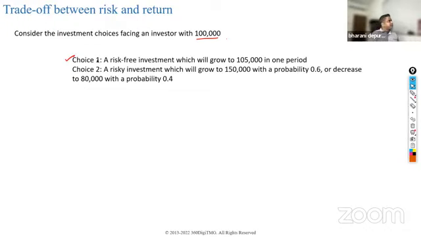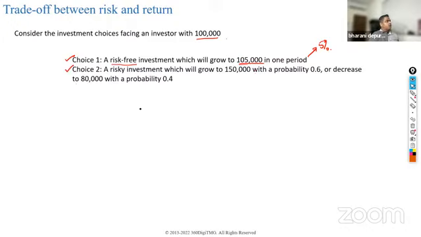Choice 1 is a risk-free investment, which will grow to 105,000 in one period, meaning say 1 year. One period could be 1 month, 1 week, 1 year, 1 quarter, whatever. For our understanding, say 1 year. So in 1 year, you get $105,000. So how much did you get? It will be 5%. If you take 5% of this, you get 5,000. So you get 105,000.